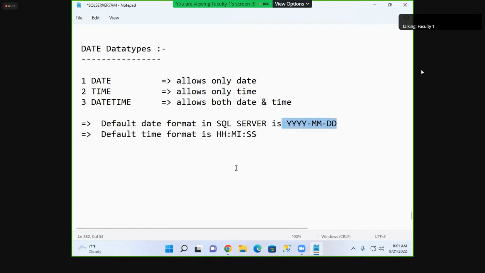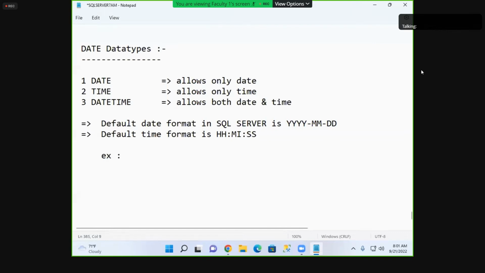Everywhere the time format is the same: hours, minutes, seconds. But date formats will be different. In Oracle, the date format is DD, then MON, then YY. If you go to Oracle, it is DD-MON-YY. In SQL Server, it is YYYY-MM-DD: year, month, day.